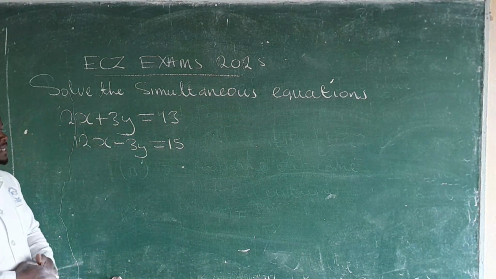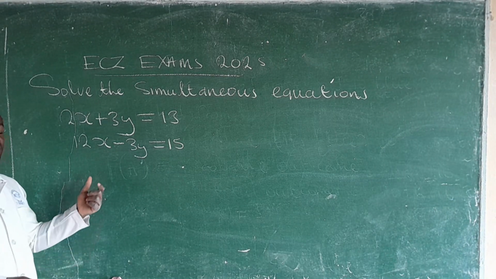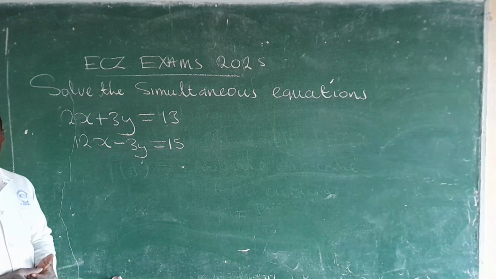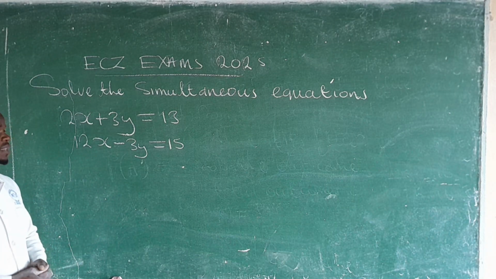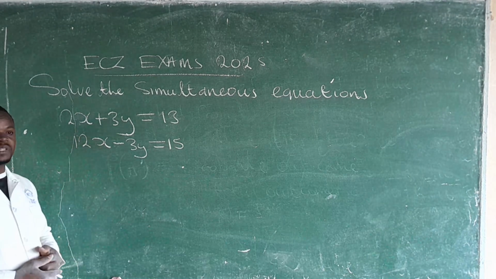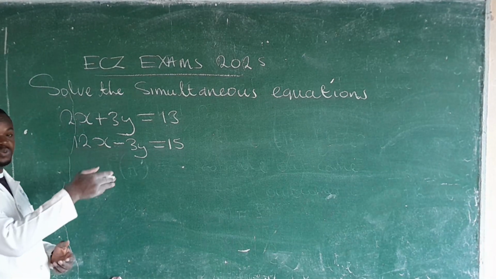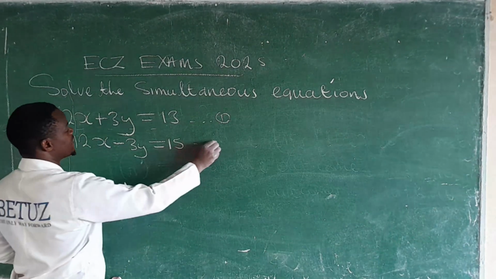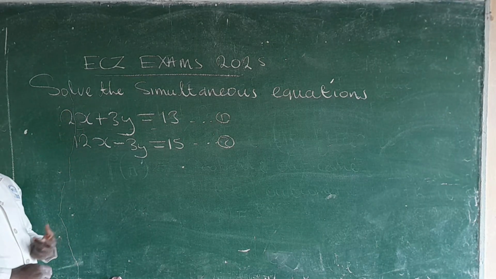They say solve the simultaneous equations 2x plus 3y is equal to 13, and 12x minus 3y is equal to 15. The first thing that you need to do is to determine the method that you're going to apply to resolve a problem like this one. So first of all, we check: is there any coefficient which is the same as the other in those two equations? We have the first equation and the second equation. We check these coefficients. Are they equal? They are not.